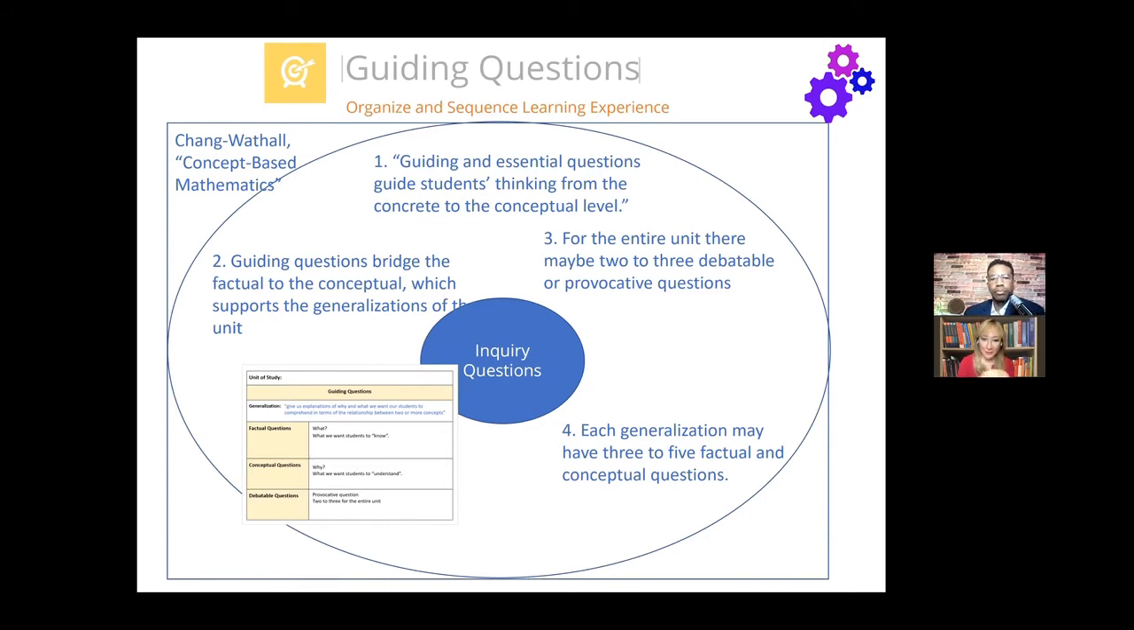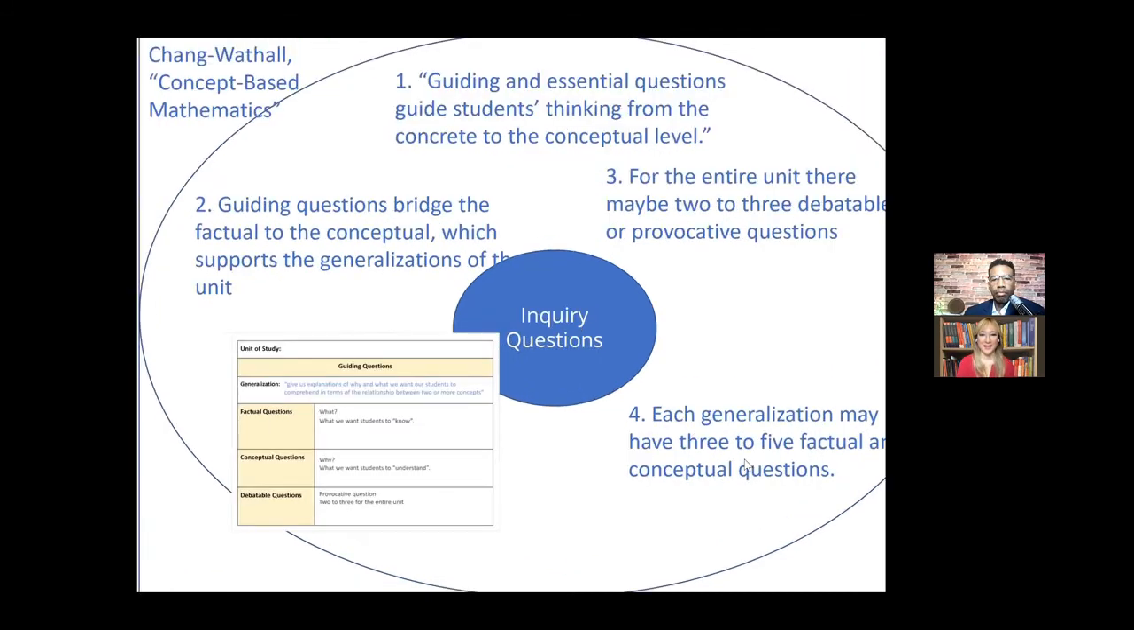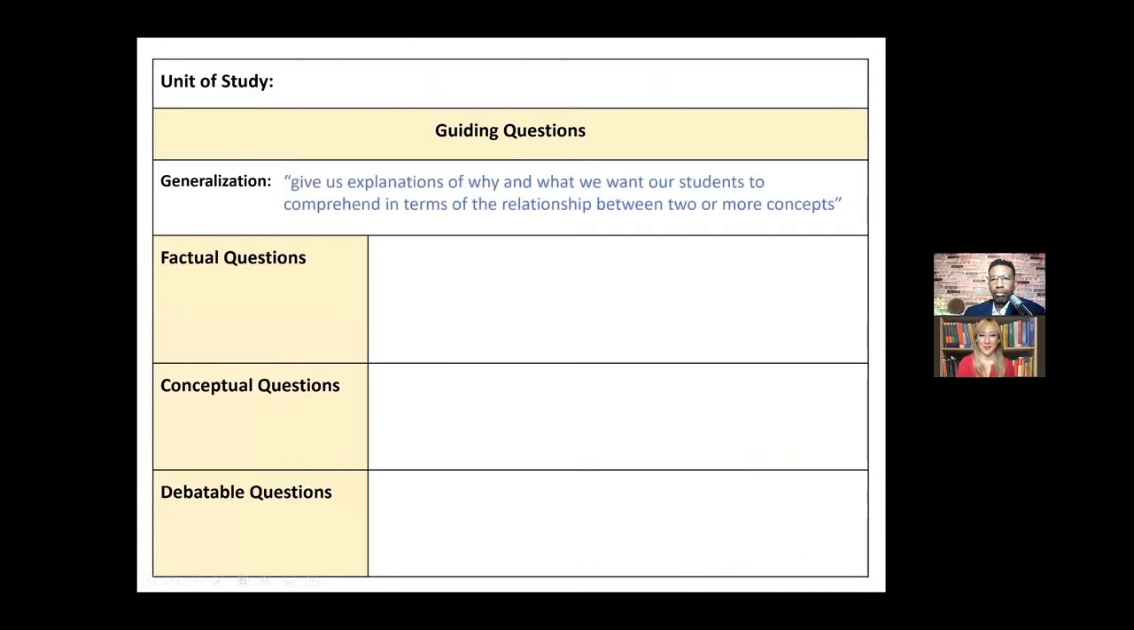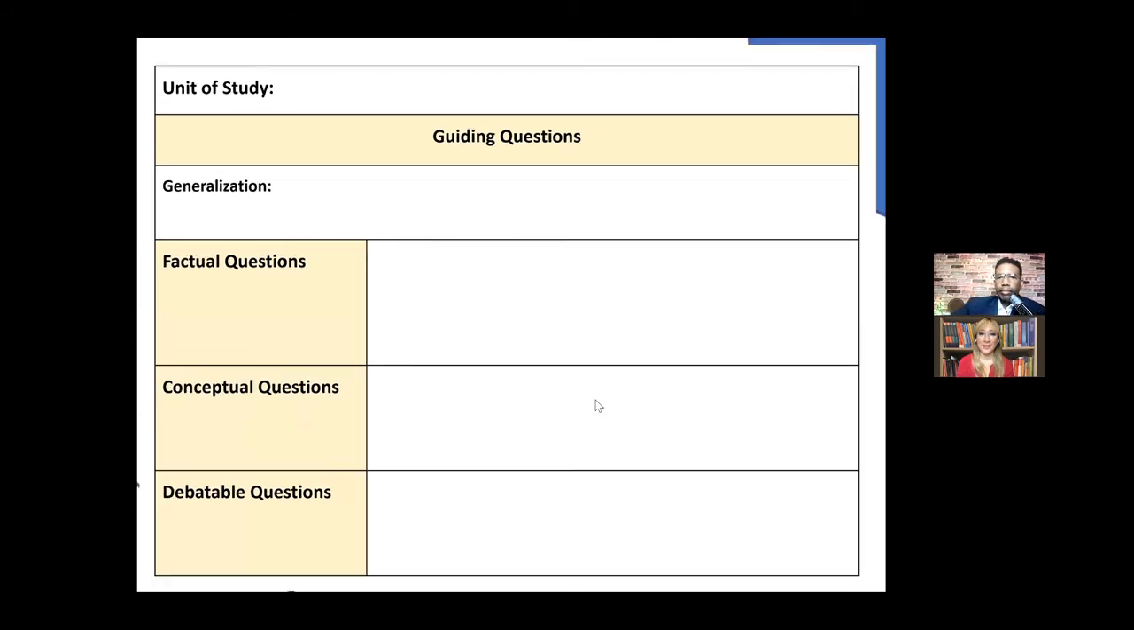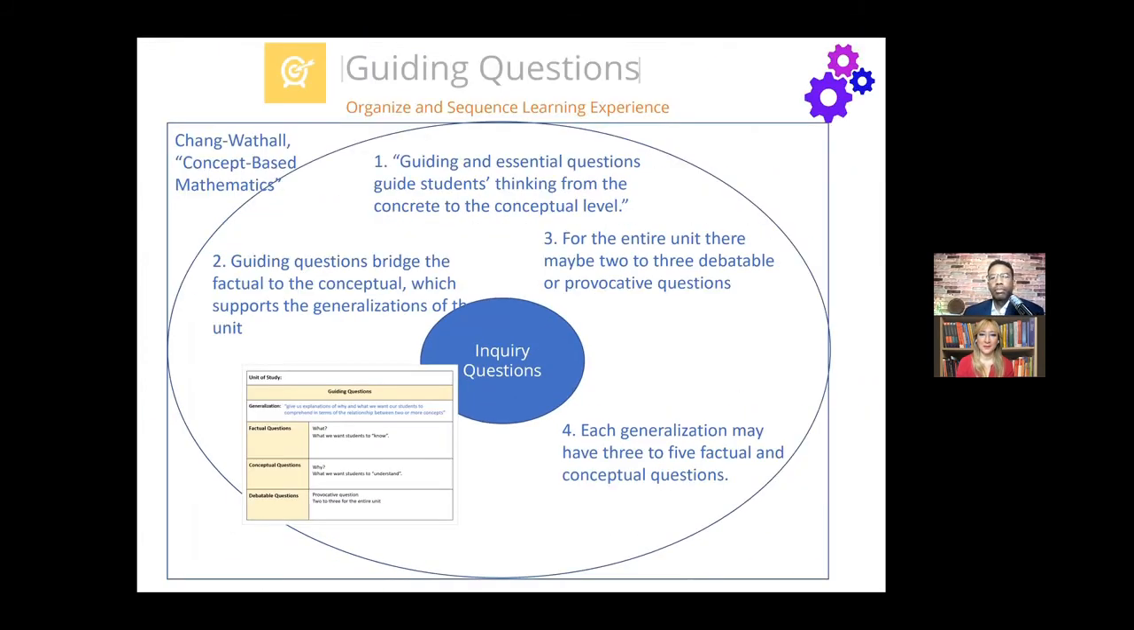So let's have a look at some of these important points. I really like how you've summarized guiding questions, essential questions, guide students to, oops, sorry, it's going back to your 4 points I was going to read, Will. What do you see right now? I see guiding questions, generalization, factual, conceptual, debatable. Oh, you want to go back? Okay. Yeah. So let me start again.